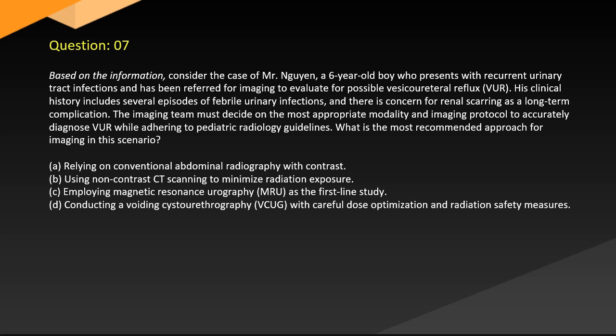A. Relying on conventional abdominal radiography with contrast. B. Using non-contrast CT scanning to minimize radiation exposure. C. Employing magnetic resonance urography (MRU) as the first-line study. D. Conducting voiding cystourethrography (VCUG) with careful dose optimization and radiation safety measures.